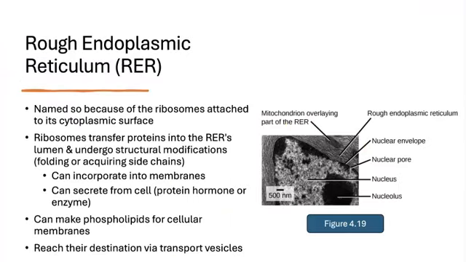They can also help make the phospholipids for the plasma membrane and put them into vesicles so that they can reach their destination. So as you can imagine, we would find a lot of RERs in cells that have a lot of proteins, for instance, like our liver cells.